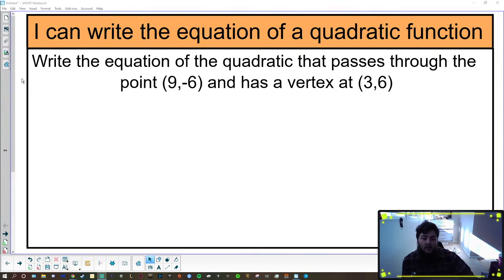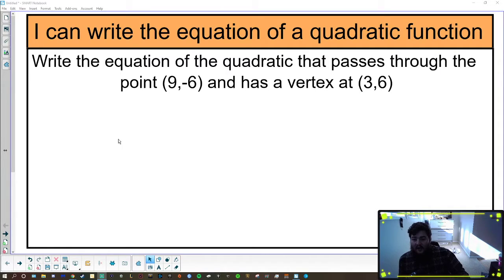Today, your async assignment is to listen through this video, pause when I tell you, and make sure you write down everything on a scratch piece of paper. So right now, you should pause the video and copy this down. Our goal for today is to write the equation of a quadratic function. Write the equation of the quadratic that passes through the point (9, -6) and has a vertex at (3, 6).